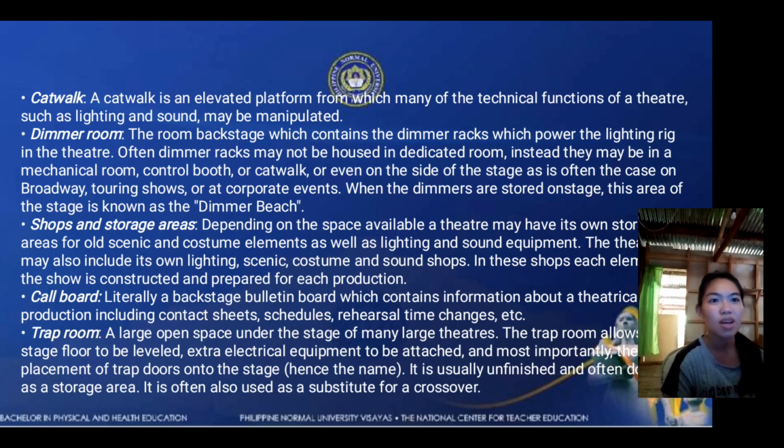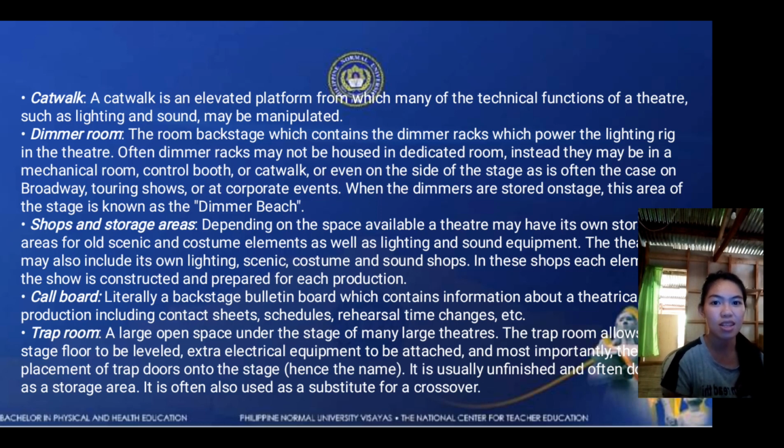The dimmer room, or the room backstage, contains the dimmer racks which power the lighting rig in the theater. Often, dimmer racks may not be housed in a dedicated room. Instead, they may be in a mechanical room, control room, or catwalk, or even on the side of the stage, as is often the case on Broadway, touring shows, or at corporate events. When the dimmers are stored on stage, this area of the stage is known as the dimmer beach.